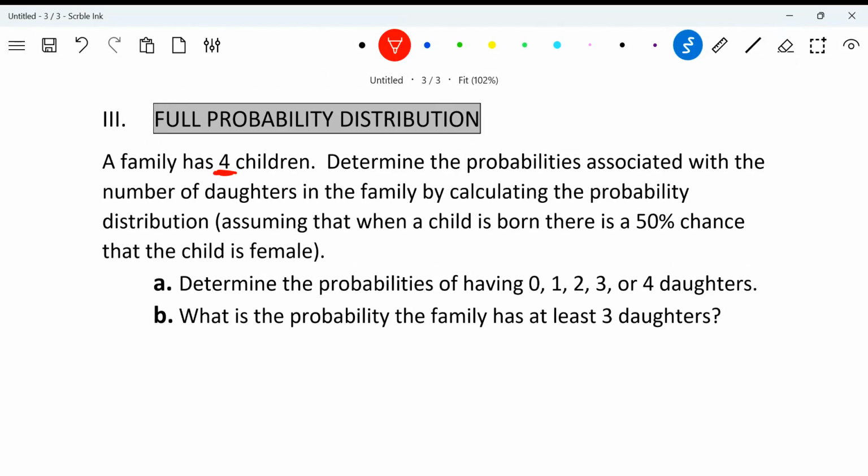A family has 4 children. Determine the probability associated with the number of daughters by calculating the distribution, assuming that there's a 50% chance, female or male. This could be done with sons as well.